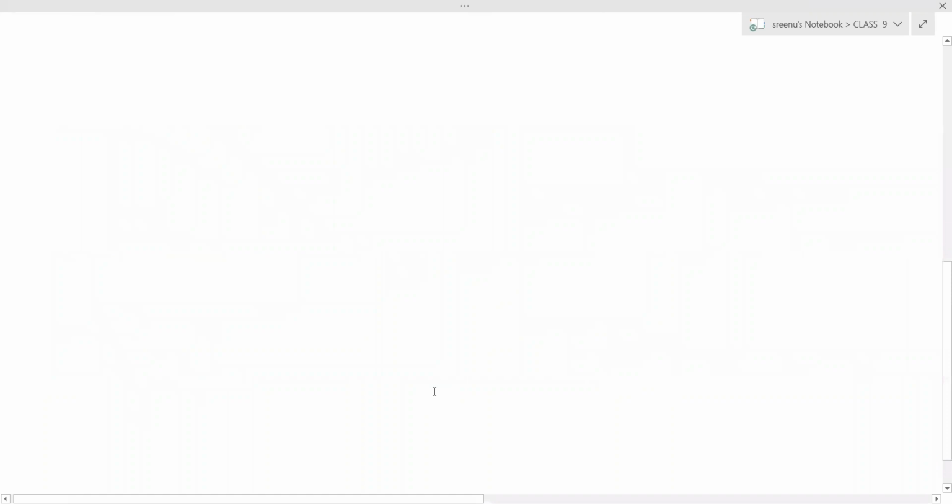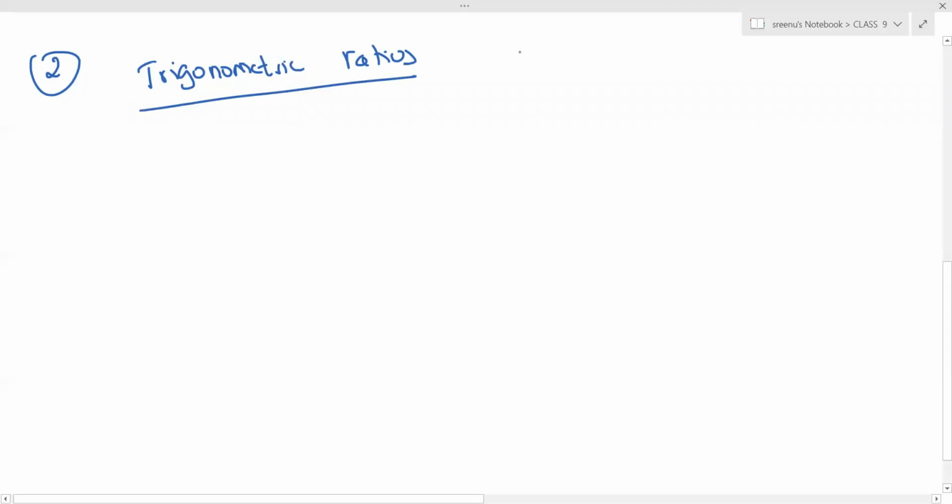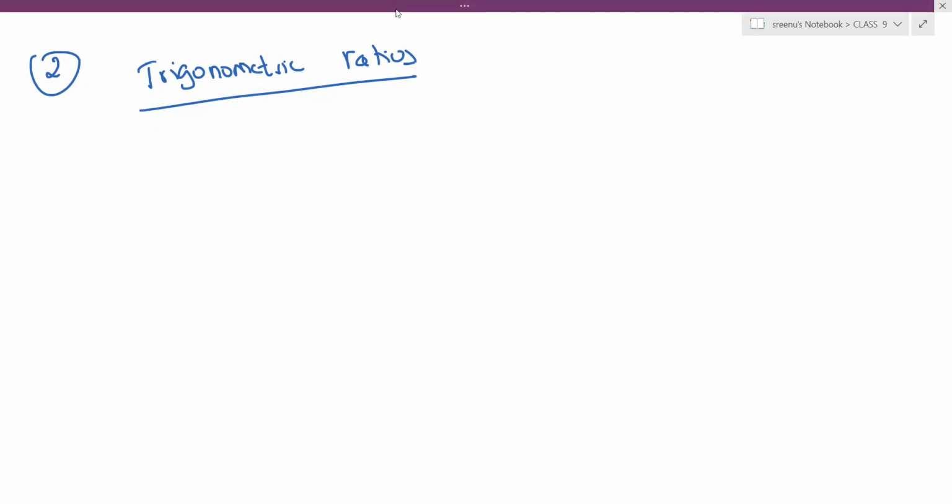I'm scrolling up. Now, second basic concept in trigonometry. Right angle triangle over. Next, we go for trigonometric ratios. So I'm giving the name trigonometric ratio. Ratio means what? It is like A is to B, B is to C. So trigonometry depends upon 6 ratios.